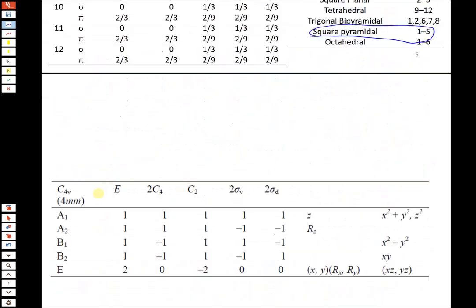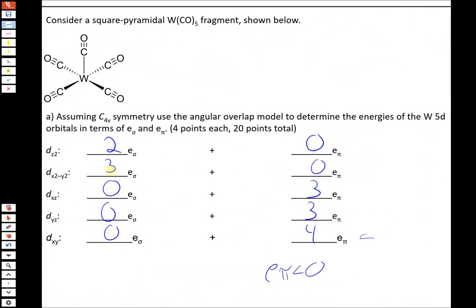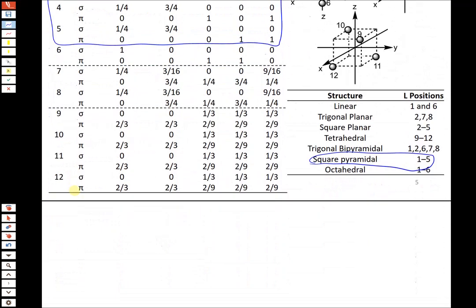Now, the other two orbitals were the ones that had the sigma interaction. Sigma is always going to be destabilizing. E sigma is always positive. So x squared minus y squared is 4 e sigma, dz squared is 2 e sigma, and so that means dz squared would come first, and then dx squared minus y squared as we go up in energy.